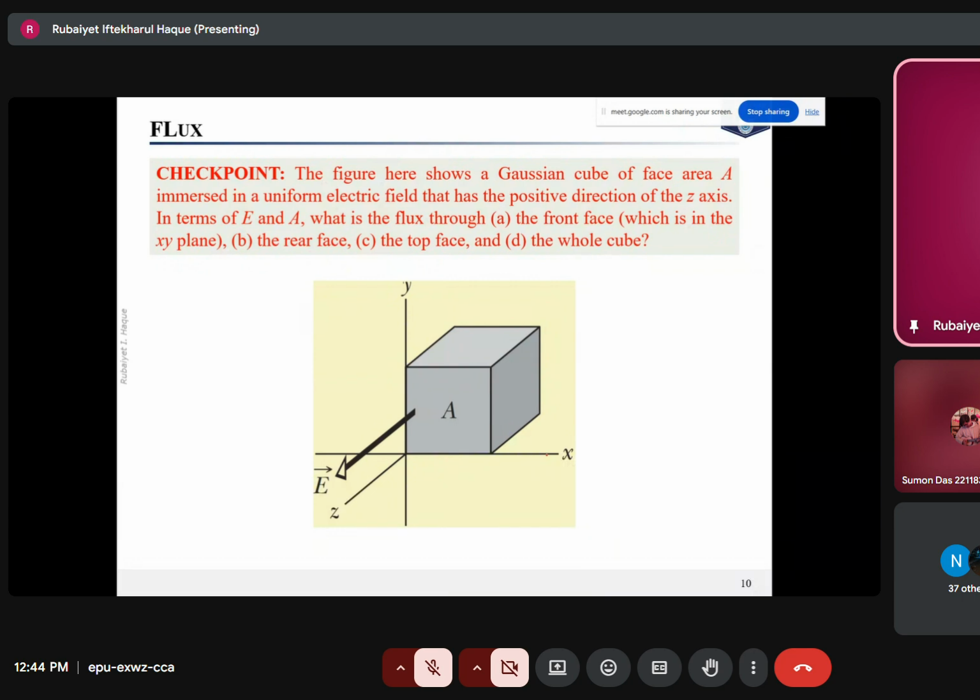Now what you have to calculate in terms of E and A: what is the flux of the front face? That means front face, this is front. Then what is the rear face? That means this back side, which we cannot see. Top, this is top, and the whole cube, all the 6 faces. You have to figure out the flux, the phi. So what is the answer? Can you guess?